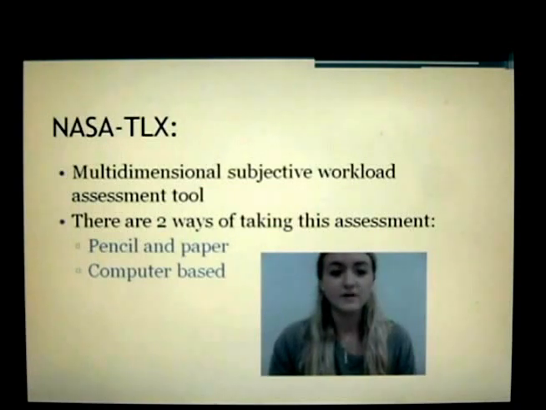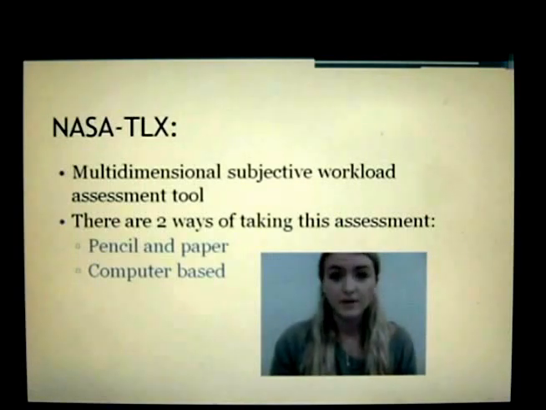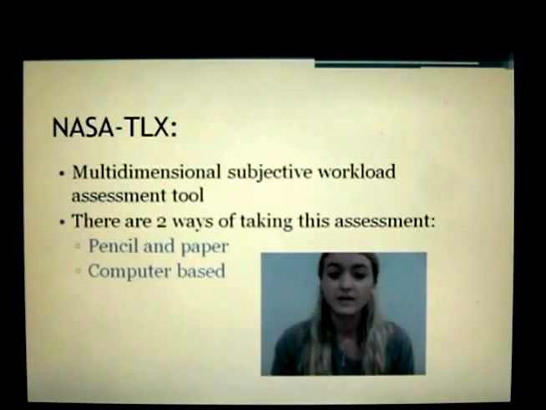NASA TLX is a multidimensional subjective workload assessment tool. There are two ways of taking this assessment: pencil and paper or computer-based. Please note that both methods of taking this assessment are equally as effective in determining mental workload.